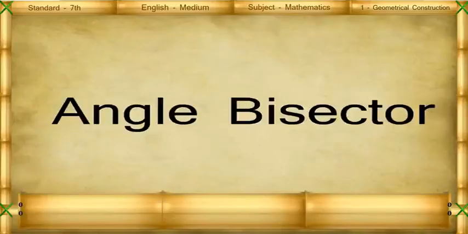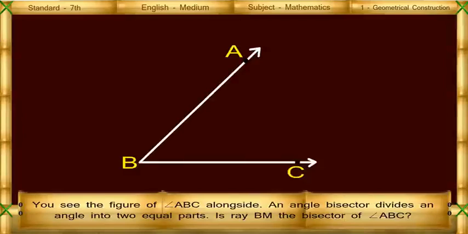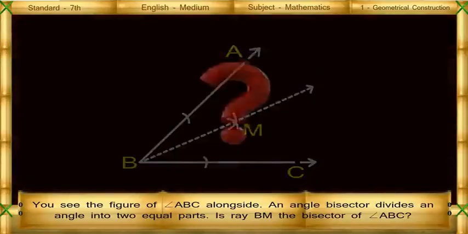Angle bisector. You see the figure of angle ABC alongside. An angle bisector divides an angle into two equal parts. Is ray BM the bisector of angle ABC?